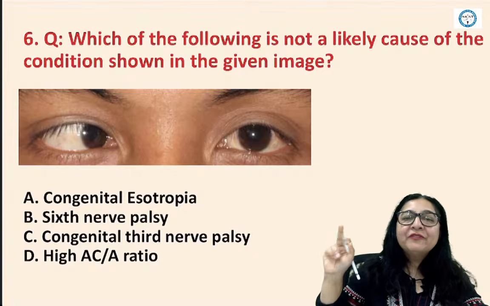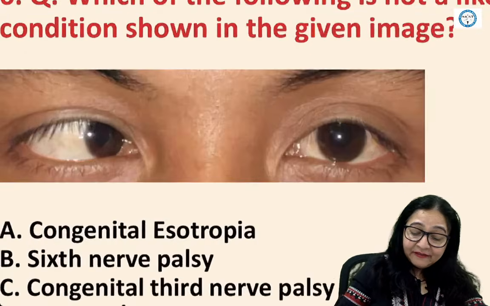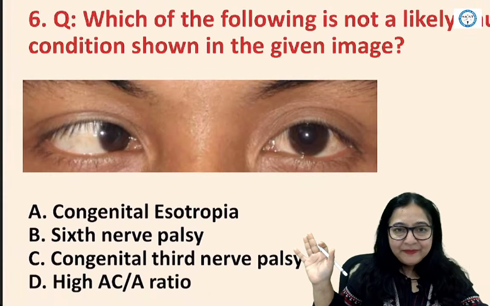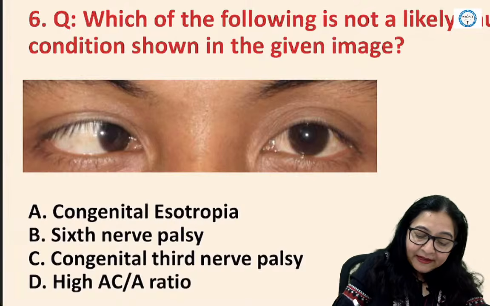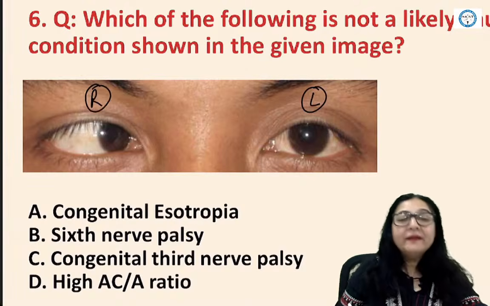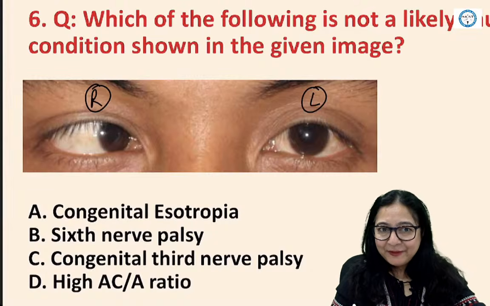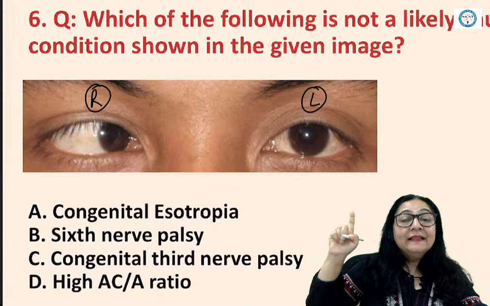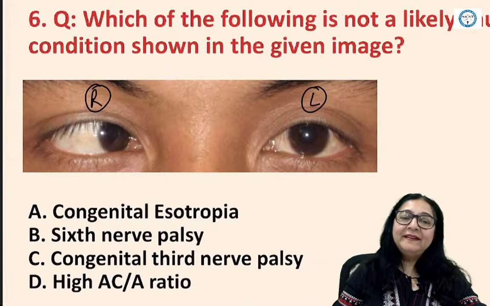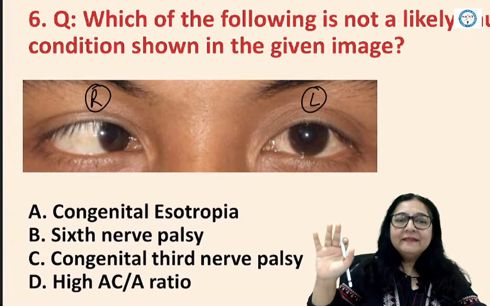So again, first of all, we have to identify what is the condition in this image. Okay? So you are seeing both eyes of this patient. This is the left eye of the patient, this is the right eye of the patient. So what is the diagnosis? What is the abnormality? First of all, you have to tell me. So as you can see, the right eye is deviated inward. The right eye is deviated inward. Left eye is in the center.